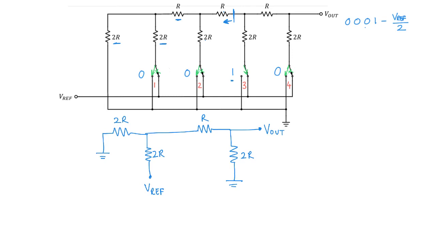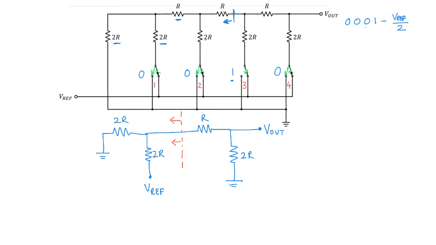Now, of course, what you can do to work out the output is to write some nodal and mesh equations and solve it. But I think there's an easier way to do this, by using Thevenin equivalence. So what would be the Thevenin equivalent of the circuit if you look to the left of this red line?